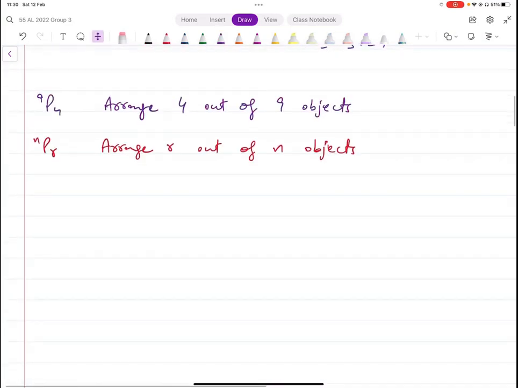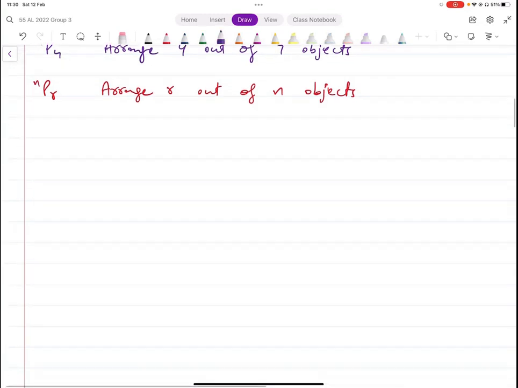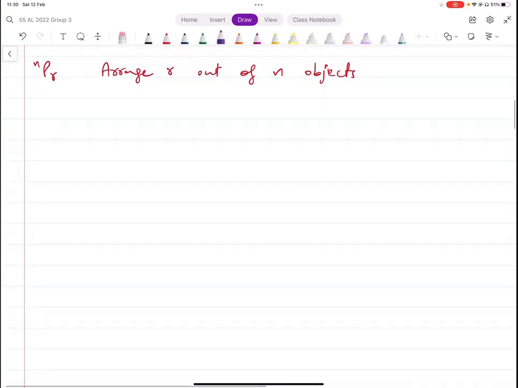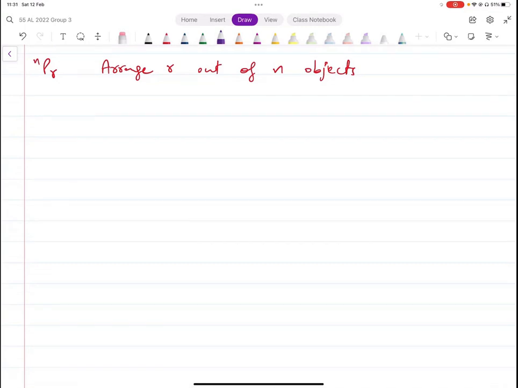Now let's look at what happens if we have, let's try this on your calculator, 6P6. What is the result then? 720. What do you understand from this? 6P6, if you describe it in words, what does it mean? Arrange 6 out of 6 objects.